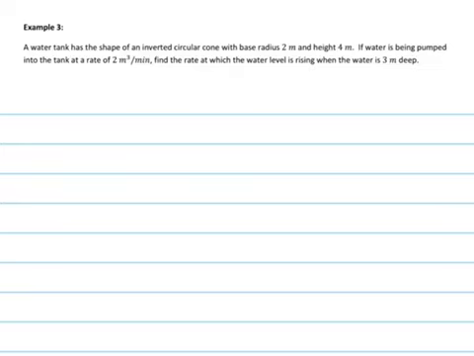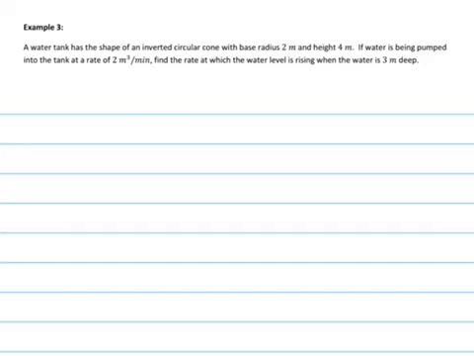So example 3 says a water tank has the shape of an inverted circular cone with base radius 2 meters and height 4 meters. If water is being pumped into the tank at a rate of 2 meters cubed per minute, find the rate at which the water level is rising when the water is 3 meters deep.